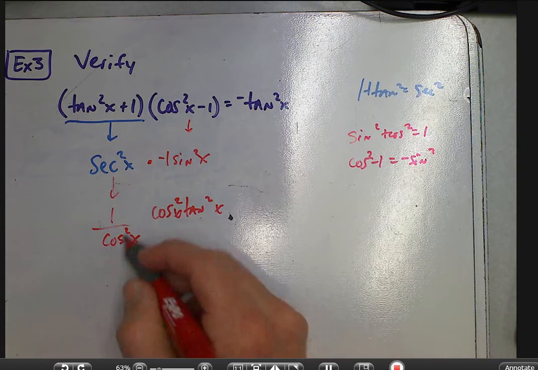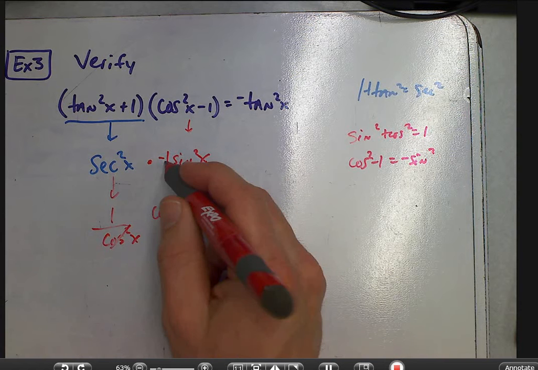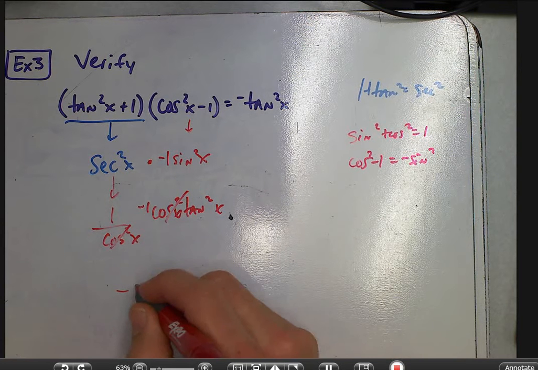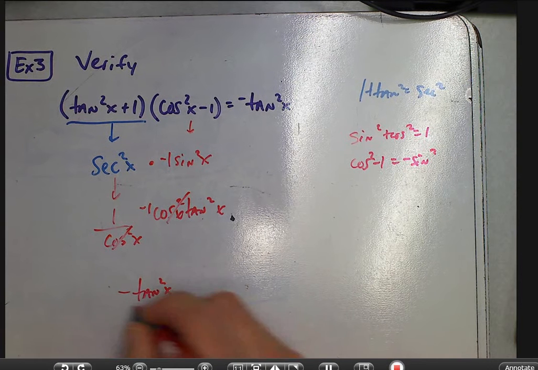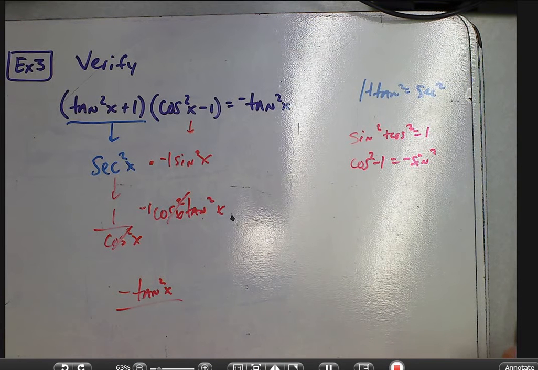Cosine squared x's cancel out, and because it was negative 1 in front, it leaves me negative tangent squared x, and now it looks like the right hand side, so I'm good to go. Go ahead and look at number 47 and see if you can figure that one out.